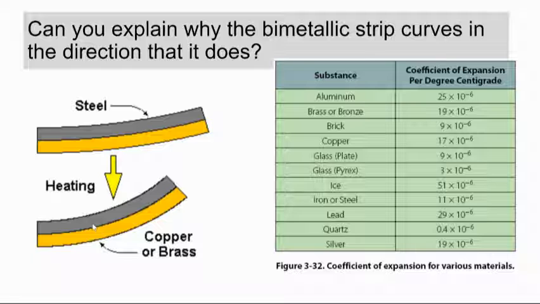So essentially, the direction that the bimetallic strip curves can be predicted based on the thermal expansion coefficients of your two metals. The metal that has the higher thermal expansion coefficient will always experience a greater change in linear length and thus will need to curve in the outer lane so that it can cover that extra distance.